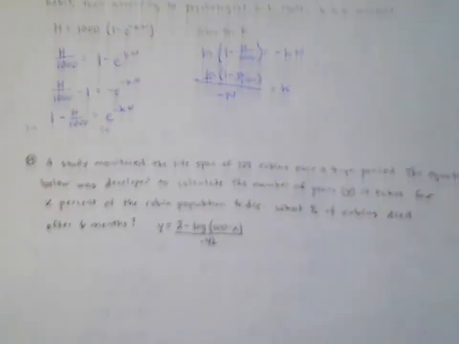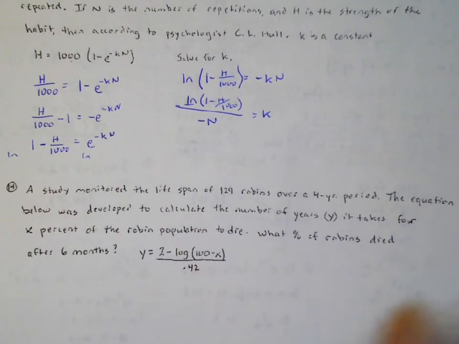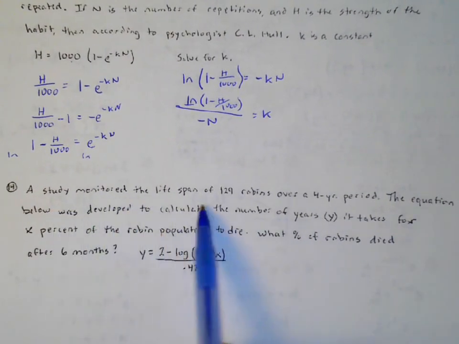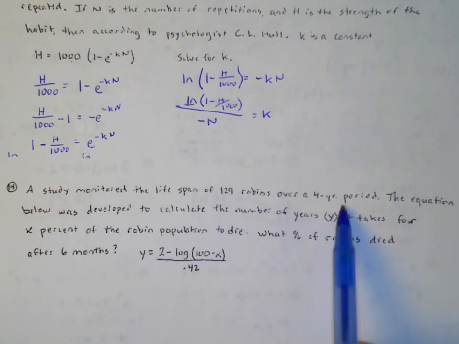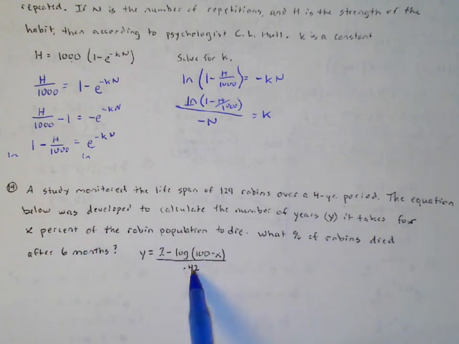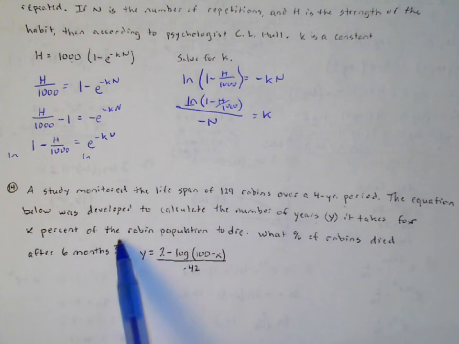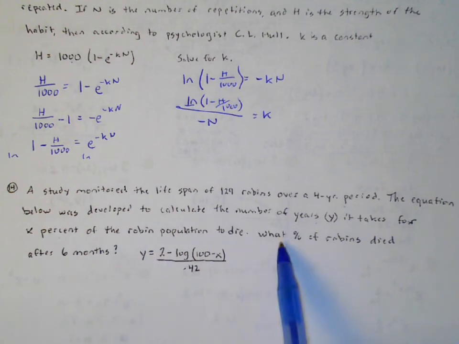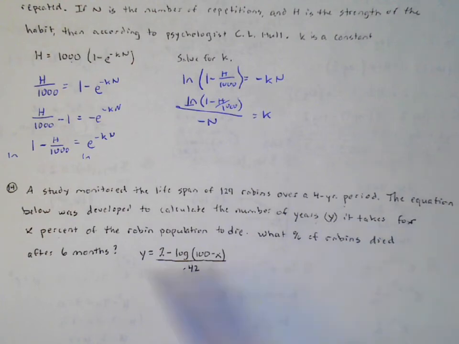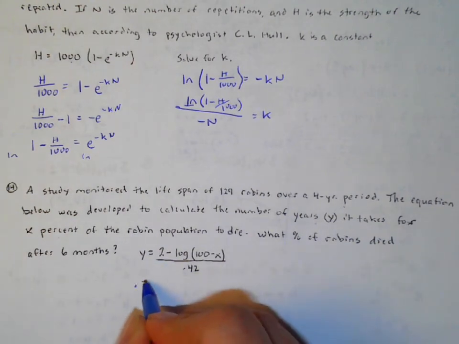Number 14, last problem for today. A study monitored the lifespan of 129 robins over a 4-year period. The equation below was developed to calculate the number of years it takes for X% of the robin population to die. What percent of robins died after 6 months? So 6 months is half a year. It says y in years, so this would be half a year, so we'll say 0.5.